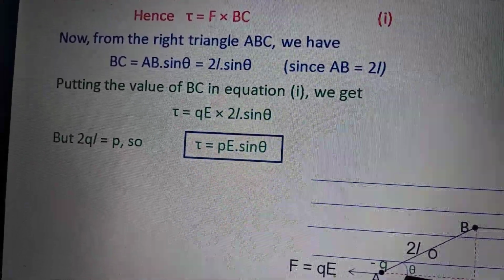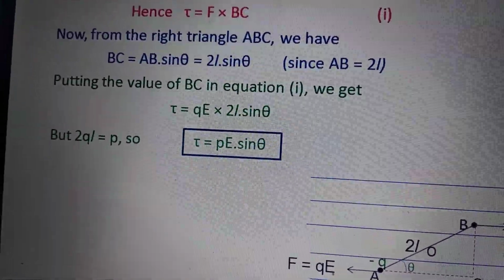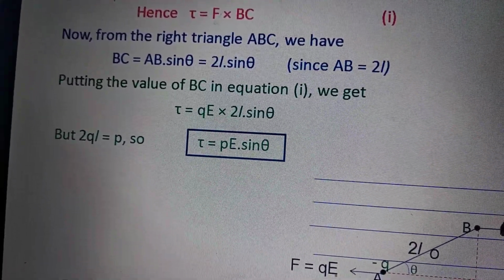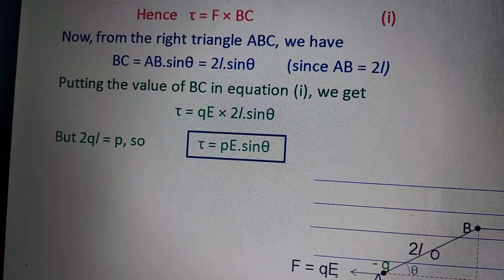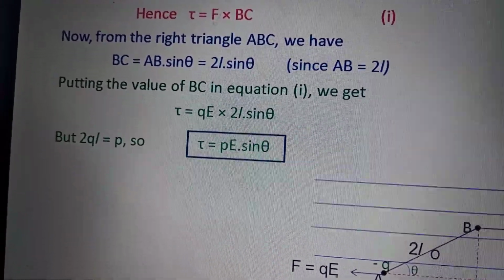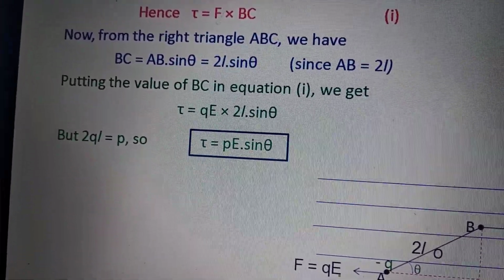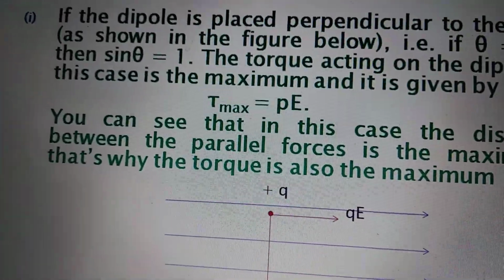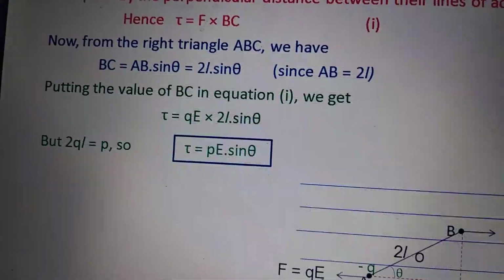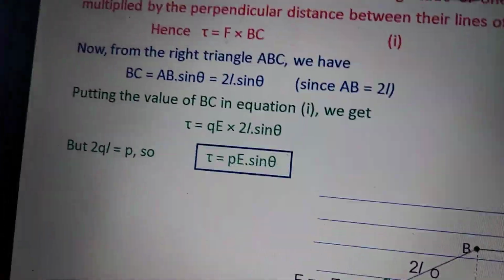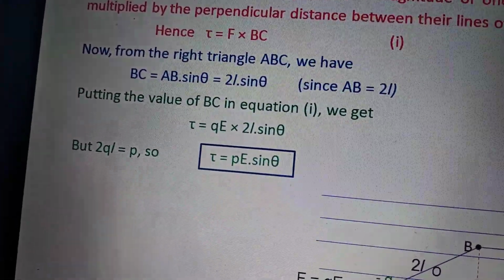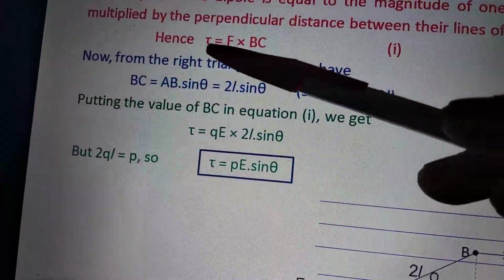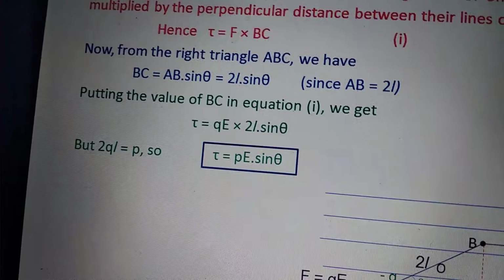In order to calculate the amount of torque experienced by the dipole, let us see this figure in which I have completed a right triangle ABC, right angle at C. The side BC of the triangle is the distance between the two equal and opposite forces. So the force multiplied by the distance BC is equal to the torque experienced by the dipole. Therefore, tau equal to F into BC.